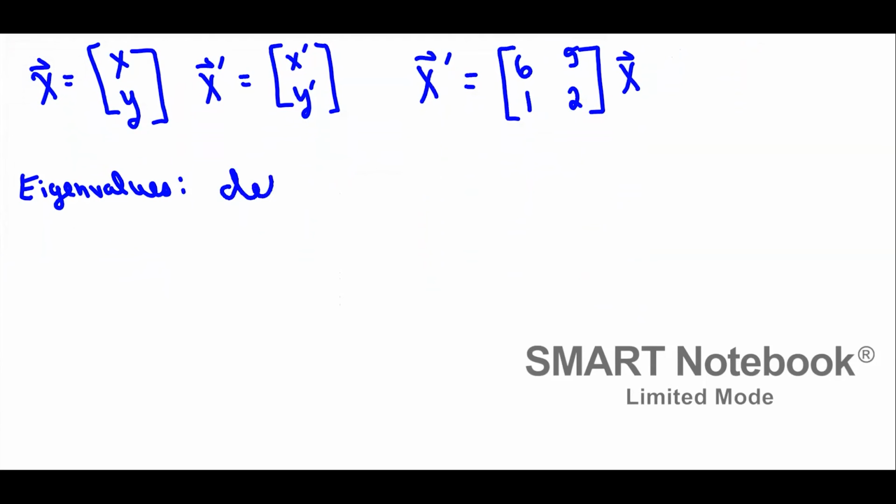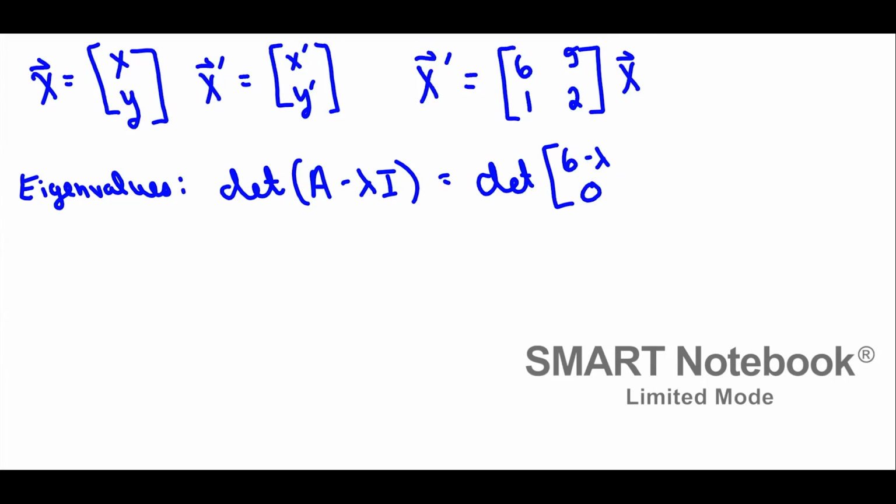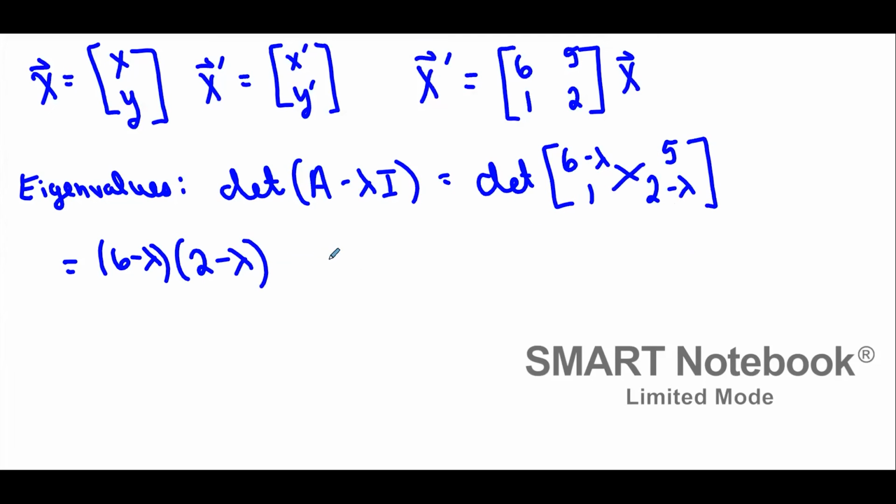So we're going to find the determinant of A minus lambda I, and that just means find the determinant of the matrix you get when you subtract lambda from the main diagonal. It's hard to write and talk at the same time. All right, so we're going to multiply this diagonal, and we're going to subtract it.